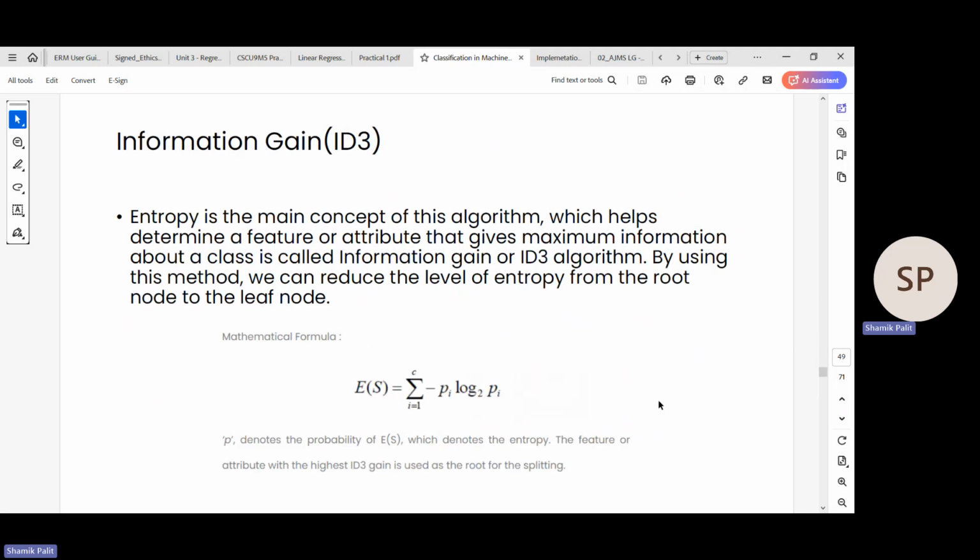And another one is ID3, which is also known as entropy. It actually helps us to determine the feature or a specific attribute which is responsible for giving the maximum information. Look at the equation which has been used for calculating the entropy, where P is nothing but the probability of E of S. And here the main concern is the feature or attribute responsible for generating the maximum information. And that's the most important requirement, as I told you: Gini index and information gain while working with this particular algorithm.